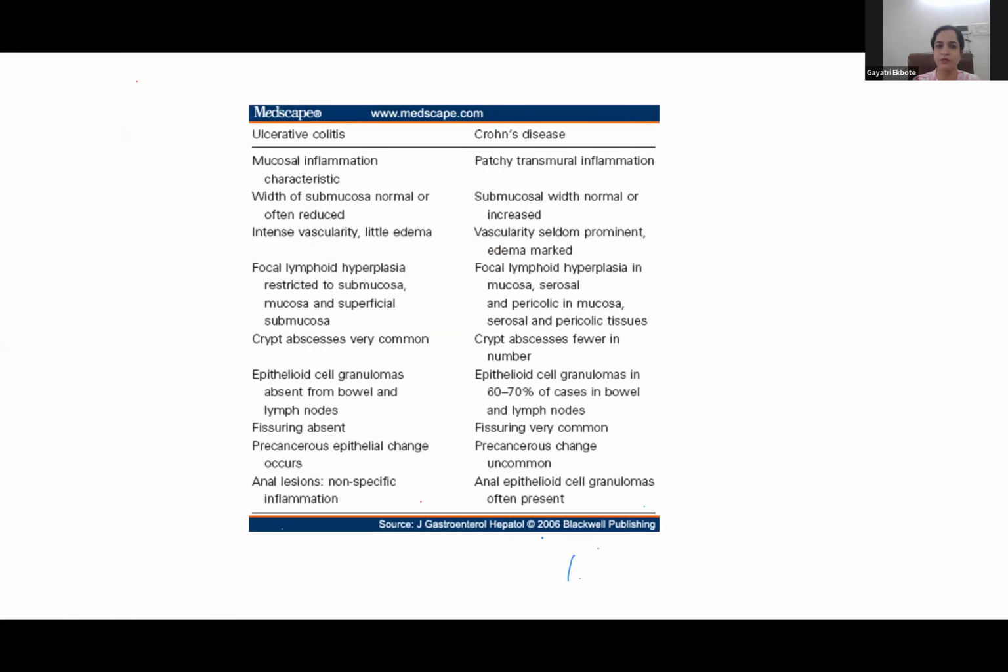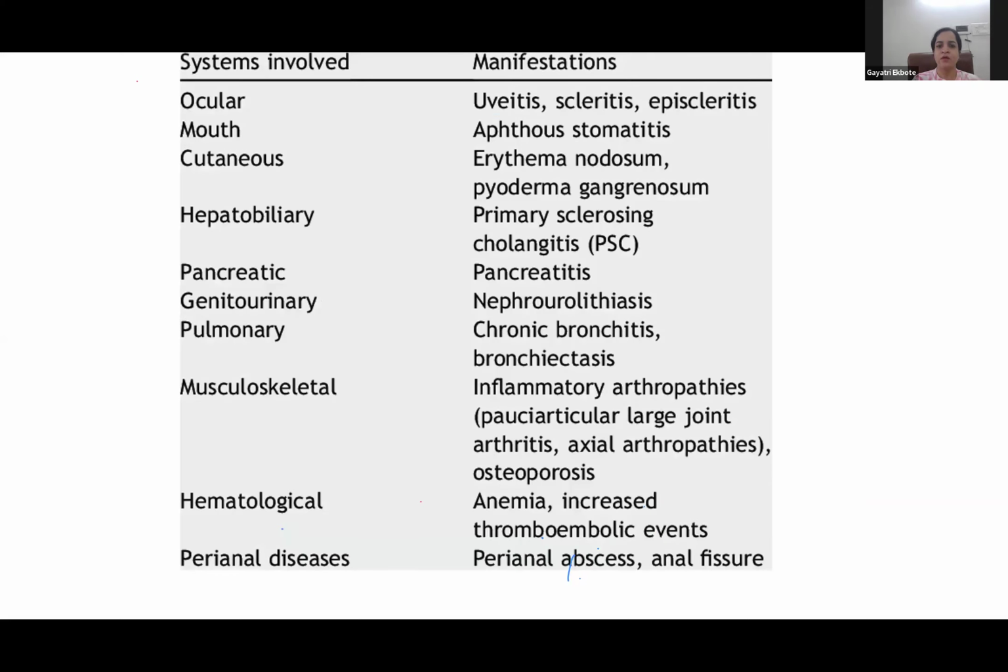So this is a difference between ulcerative colitis and Crohn's disease. We all know the difference between that. I'll not get into the details of that. So this is just about inflammatory arthritis. You can have large joint involvement, axial involvement. You can have osteoporosis because of vitamin D calcium deficiency, as well as because of excessive steroid use. Then other things like extra intestinal manifestations. These many extra intestinal manifestations could be seen in your IBD, inflammatory bowel disease. This could be a viva question, or this could be your theory question. So please read about it.